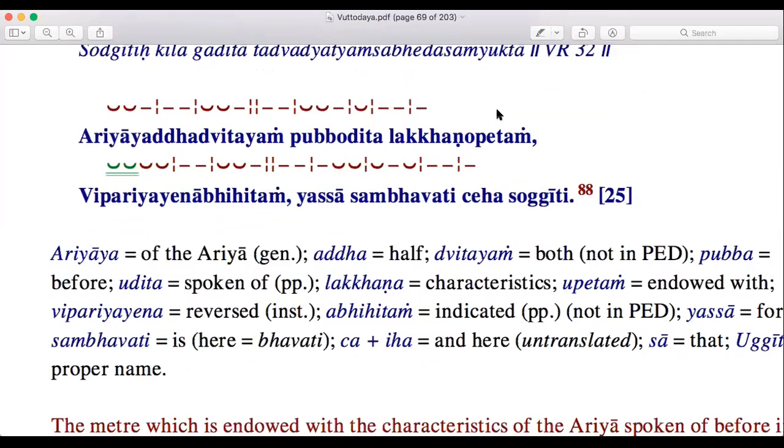So what has been done here in brief is that the first half and the second half of the Ariya verse is reversed. That means the first half has come to the second half and the second half has come to the first half. So the characteristics of the first half of the Ariya verse can be observed here in the second half. And the characteristics of the second half of the Ariya verse can be observed here in the first half. Okay, that is in brief.